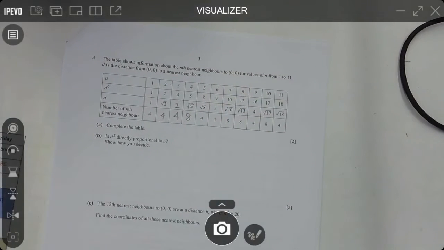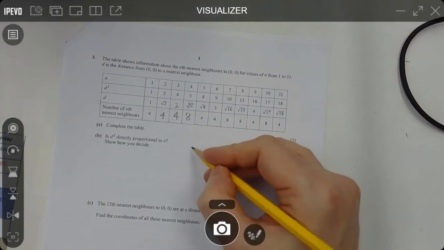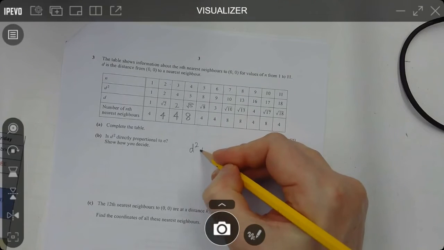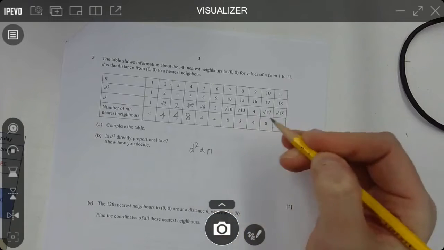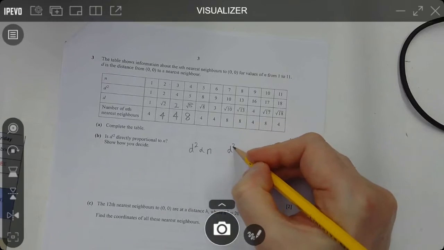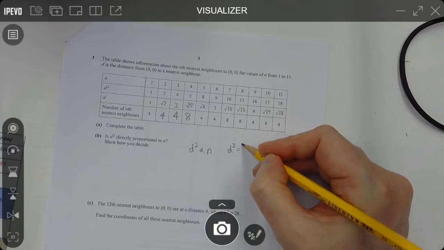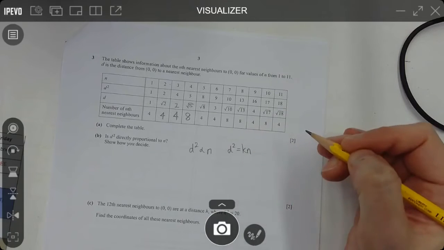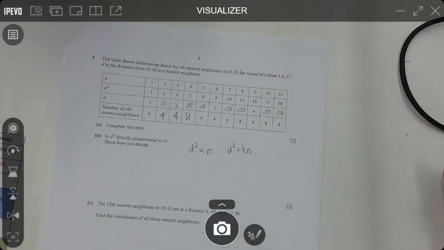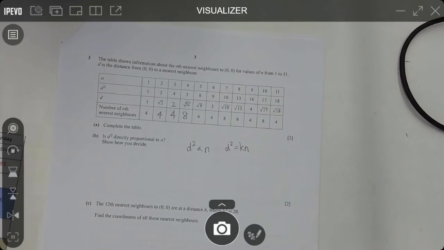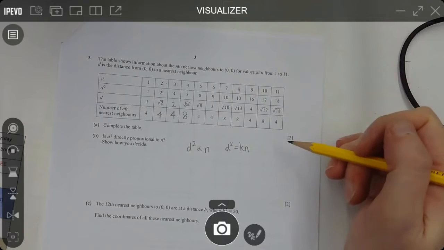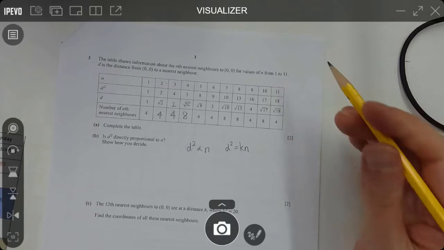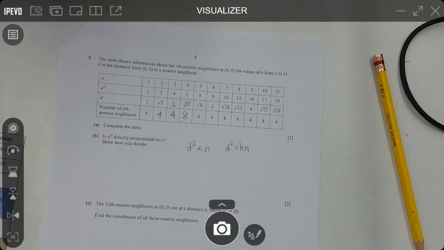So that's that done. Is d squared proportional to n? This is one way to do it. Remember, you can set up the equation. If it's proportional, it'd have a constant, k. And if they are proportional, that constant would stay the same in the formula the whole time, the same as it does, for example, with A equals pi r squared. The constant remains the same. It's always pi, so it wouldn't change if they're directly proportional to each other.